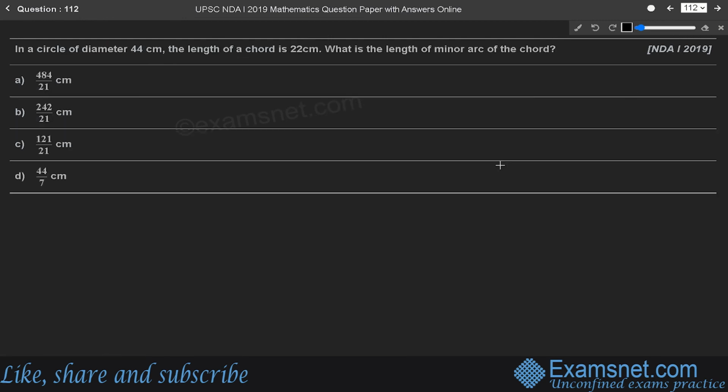Next question is, in a circle of diameter 44 centimeter, the length of a chord is 22 centimeter. What is the length of minor arc of the chord? Let us first make the diagram for the given question. Let this be the circle. Let this be the chord. This will be the center, and this will be the triangle formed here. So the center is 0 and the chord is AB.